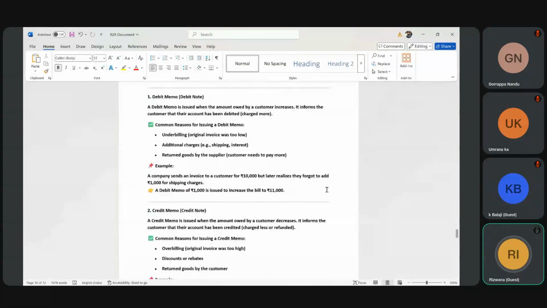A debit memo is nothing but the supplier issuing a debit memo or a debit note to the customer for the goods and services the customer is taking from the supplier. Okay, if an invoice is sent to the customer for 10,000 and the supplier forgot to add shipping charges or any other interest, that would be added and a debit memo will be issued again to increase the bill to 11,000. That is nothing but a debit note or debit memo. Is that clear?